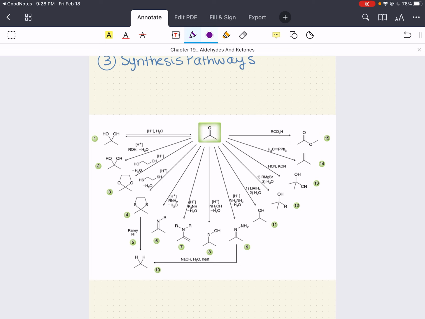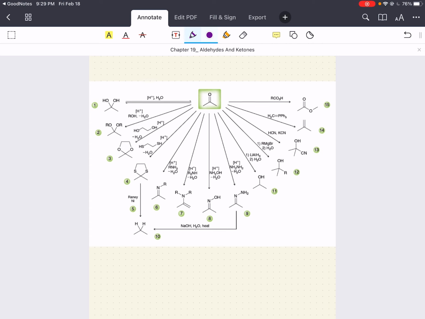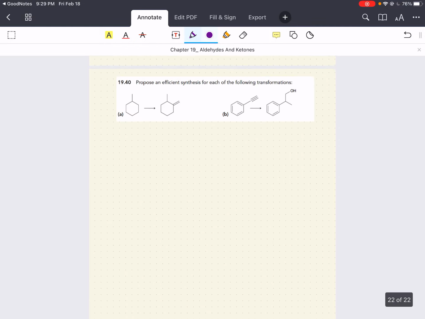But it's also really important that you do a lot of practice problems. Commit to that. Even if it's just one problem a day, consistency is key, especially with synthesis. The best way to really get good at this is practice, practice, practice. And with that, we segue into practice problems.